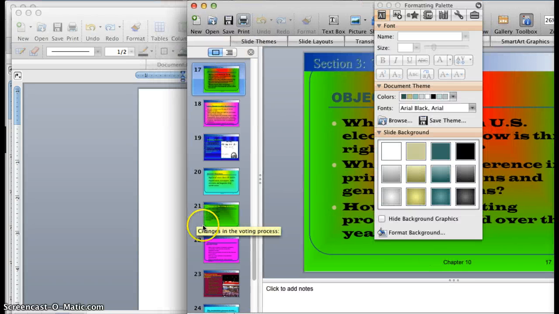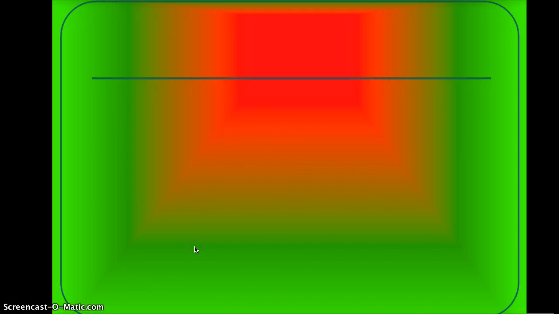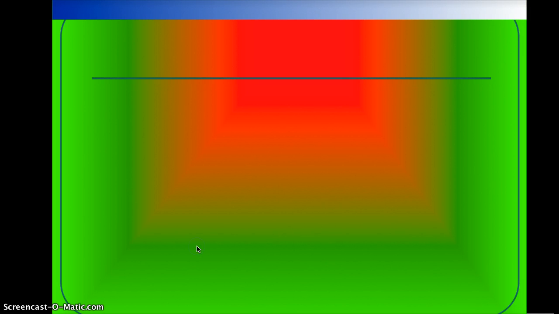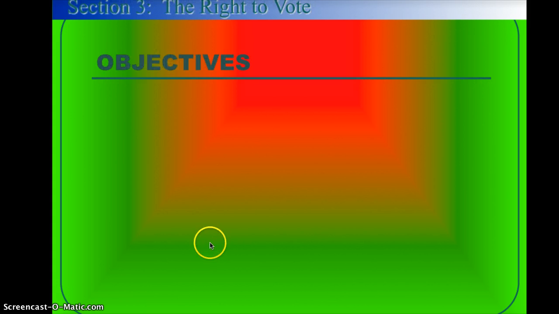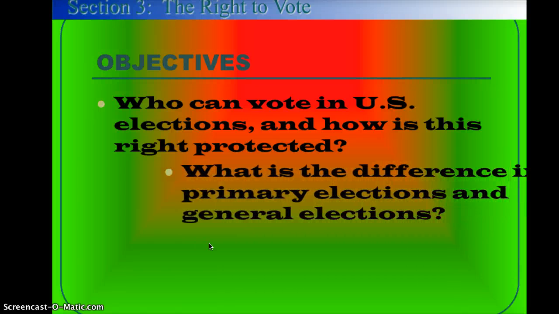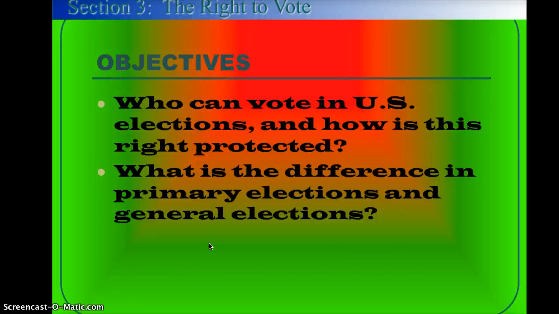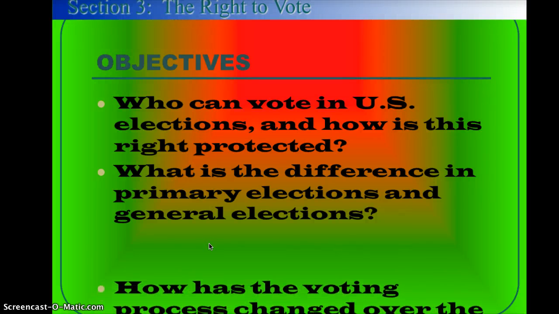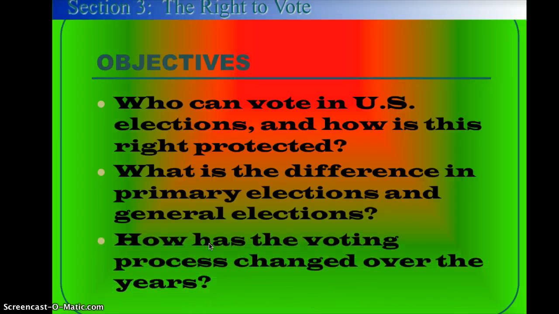Okay, so we're going to start covering Chapter 10, Section 3 today. And in Chapter 10, Section 3, we're going to look at the right to vote. So our objectives are going to be: who can vote in U.S. elections and how is this right protected? What is the difference in primary elections and general elections? And then finally, how has the voting process changed over the years?